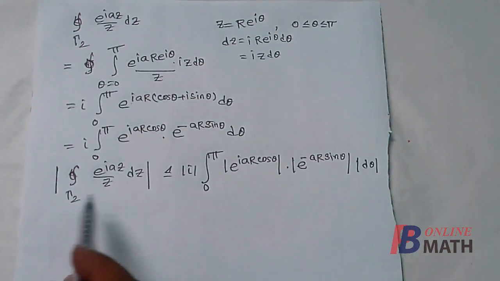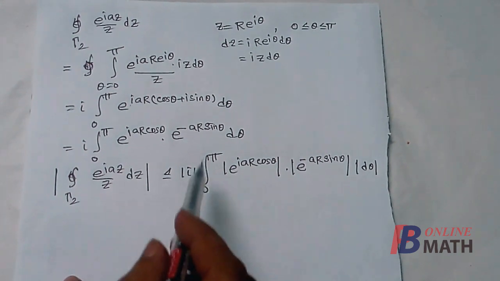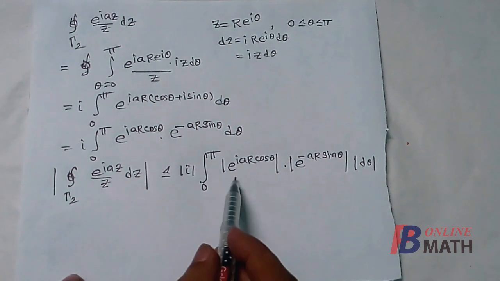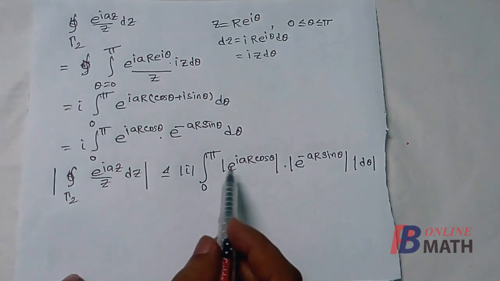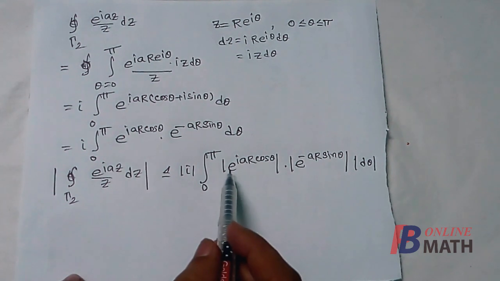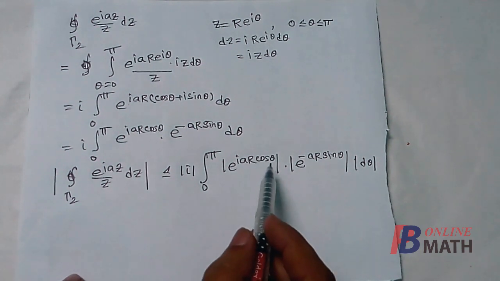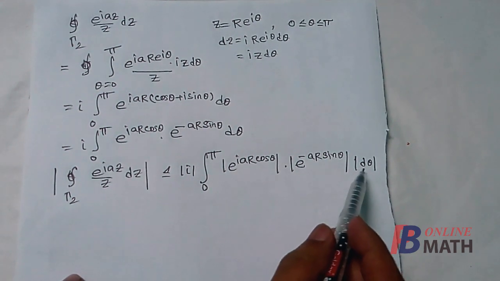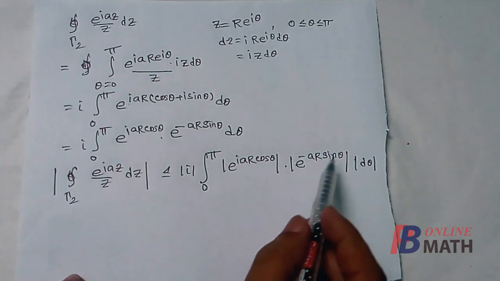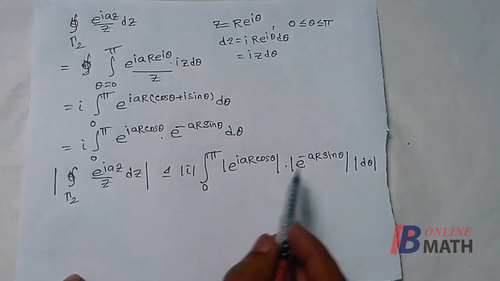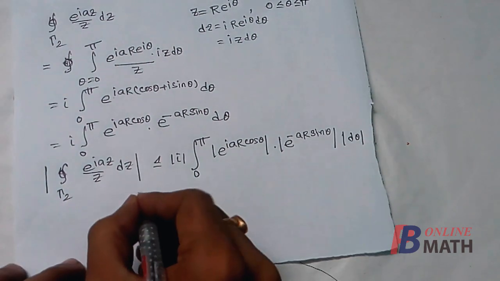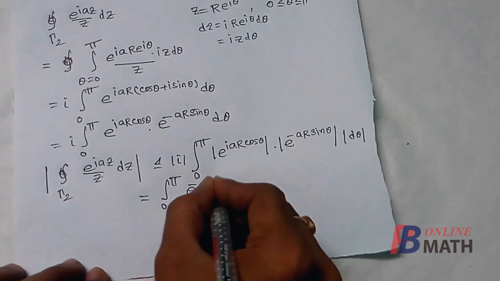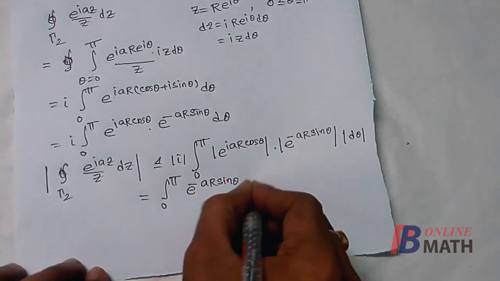We know this inequality: the modulus of this integral is less than or equal to the integral of the modulus of the integrand, and here the modulus of i is equal to 1. Now a r cos theta is a real number, so e to the power i into a real number is cosine of this plus i sin of this, whose modulus is 1. d theta is always positive, so we can ignore the modulus. Similarly, e to the power minus a real number is always positive, so we can ignore this modulus also. So this can be written as the integral from 0 to pi of e to the power minus a r sin theta d theta.